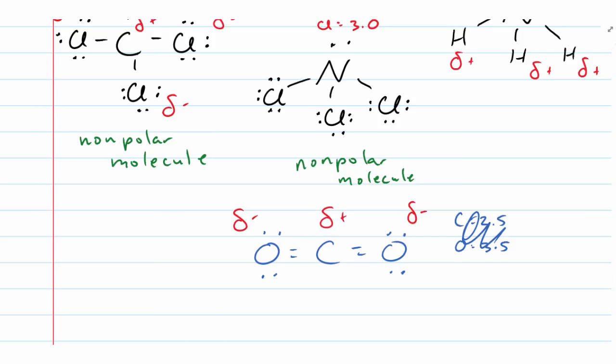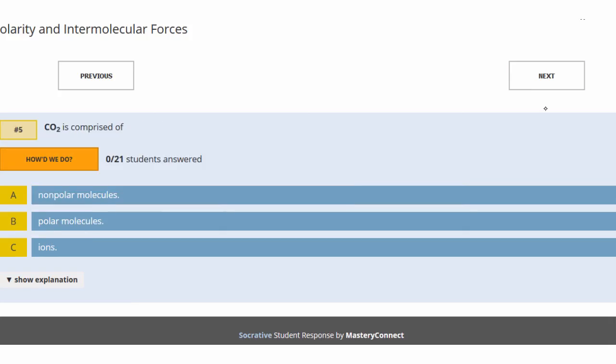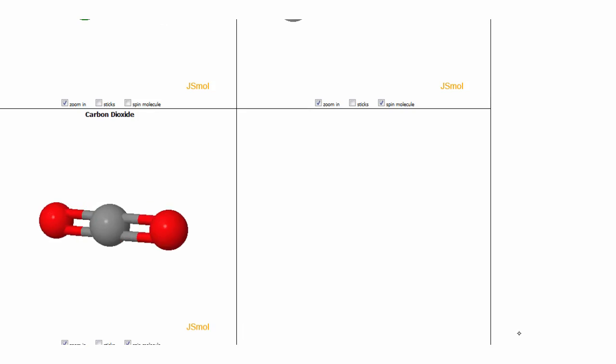Okay? So next question here on the Socrative app. Carbon dioxide. You need to know the three-dimensional structure. Here's what that three-dimensional structure looks like. Is carbon dioxide comprised of polar molecules or nonpolar molecules? I think what's happening is you guys are getting the terms bonds and molecules mixed up. We consider the polarity of them independent of each other.